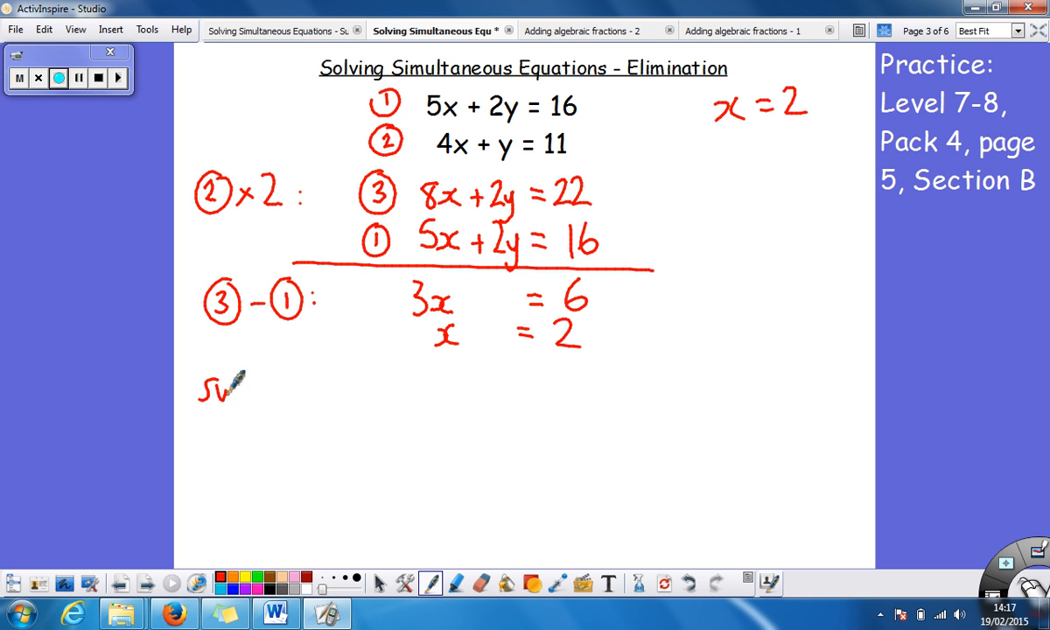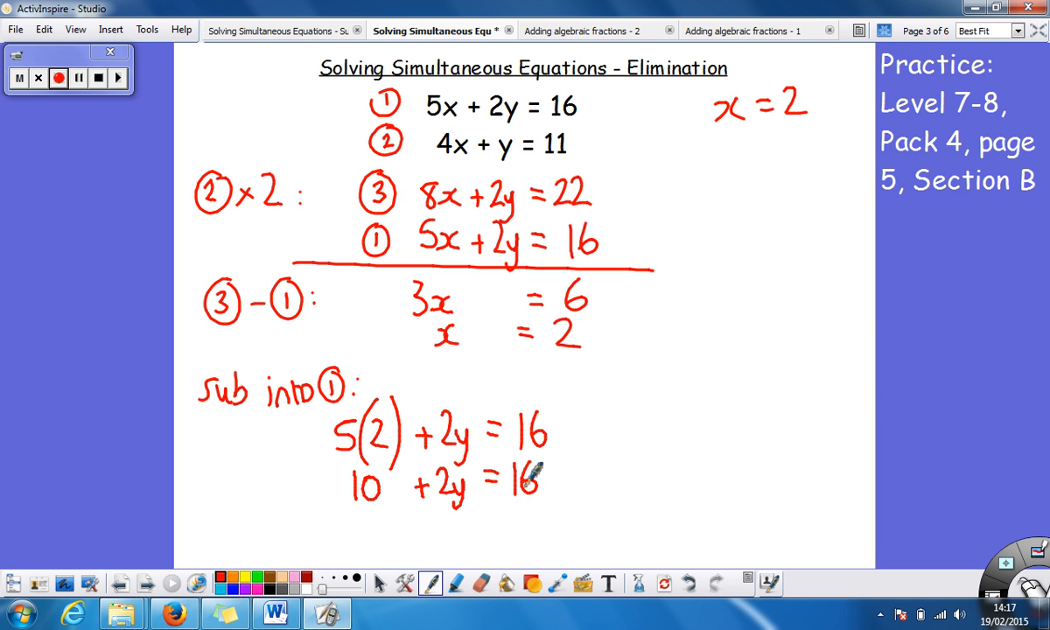Substitute that into one of my equations. I'll substitute into equation 1. So 5 times the value of x, which was 2, plus 2y should equal 16. So 10 add 2y equals 16. That means 2y is equal to 6, so y must be equal to 3. So there's the second part of my solution, y is equal to 3.